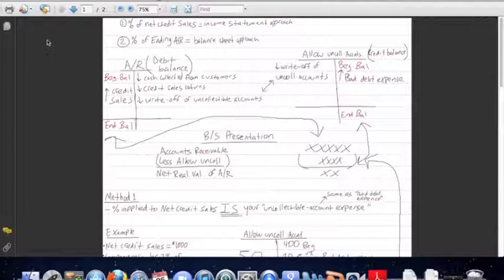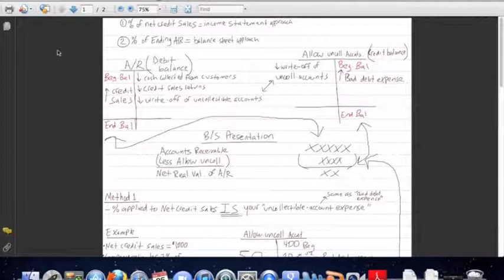There are two methods to account for uncollectible accounts. One way is the percentage of net credit sales, which is also called the income statement approach, because net credit sales is an item that appears in the income statement. The other method is percentage of ending accounts receivable, which is the balance sheet approach, because we're using a percentage of accounts receivable, which is an item on the balance sheet.